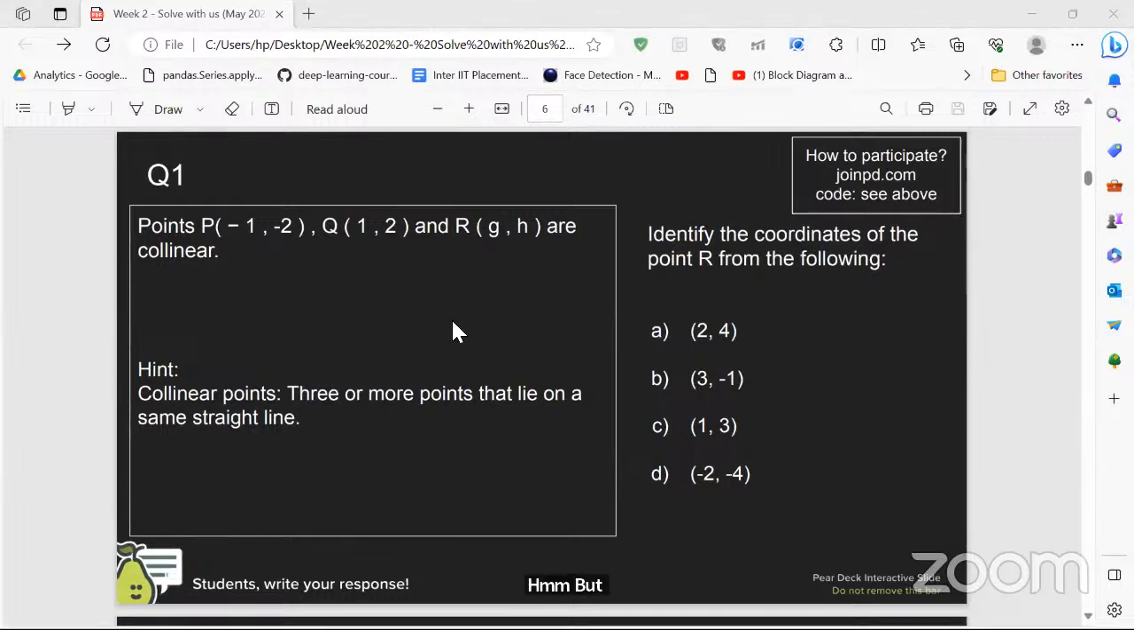Sir, your voice is breaking. Sir, you are not audible. Sir, I have a problem, I couldn't solve it. Sir, I also could not solve it. My question is different in graded assignment. Graded कहाँ से आ गया?